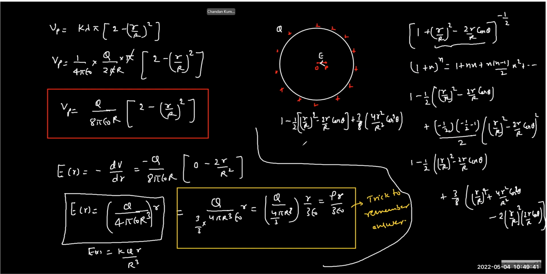And now we can add something, right? 1 minus 1 by 2 (r by R) whole square plus r by R cos theta, right? Yes, sir. And then the last term is like 3 by 2 r square cos square theta, right? Yes, sir.